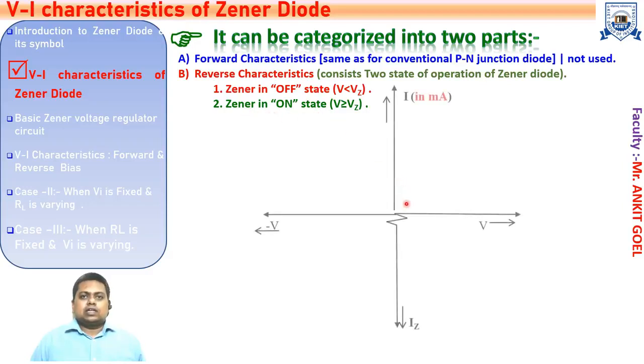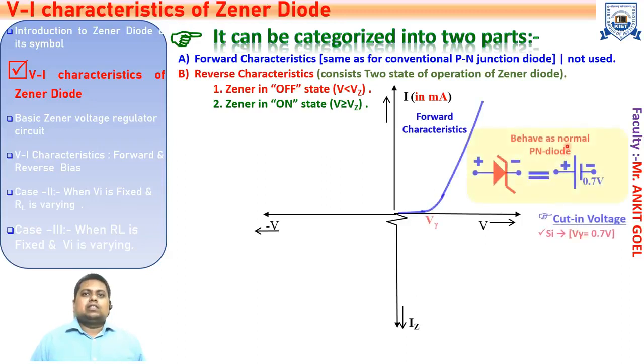Let's discuss the VI characteristics. This is the forward VI characteristic, which is exactly the same as the normal conventional PN junction diode. As you can see, with the plus minus polarity across the Zener diode, it behaves just like a normal PN junction diode. I have assumed that this Zener diode is made of silicon, so the cutoff voltage is 0.7 volt.